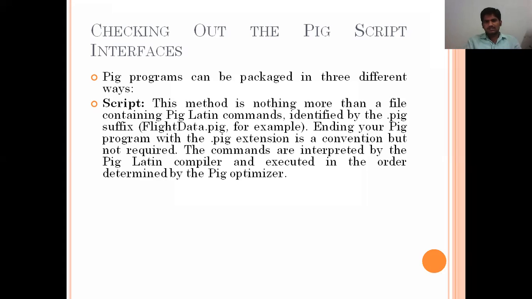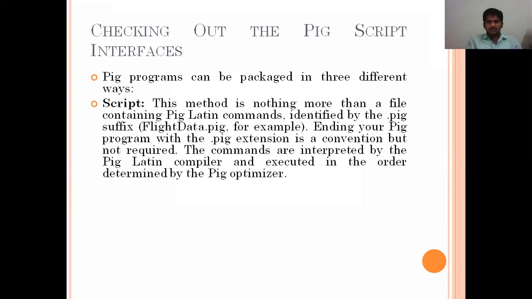This method is nothing more than a file containing Pig Latin commands, identified by the .pig suffix, for example flightdata.pig. Here, flightdata is the name of the file, and .pig shows that the file contains Pig Latin commands. So that is a program version.